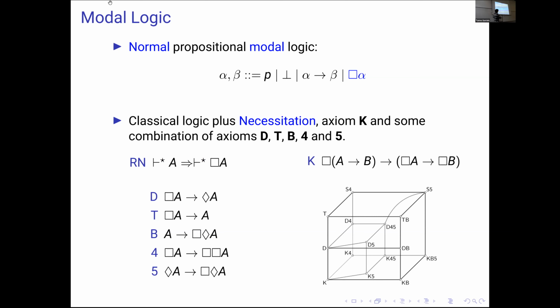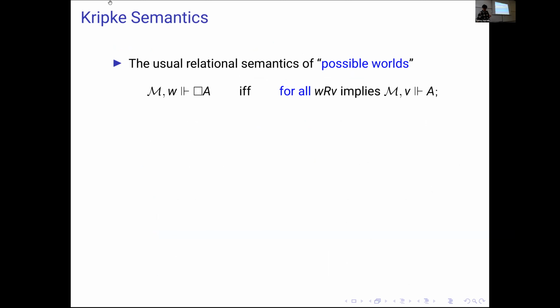Okay. So besides K and the necessitation rule, we are going to add some axioms, and it is well known that this gives you 15 different normal modal logics, which is the modal cube. These are the axioms that we usually assume: D, T, 4, 5. They are used very often in modal logics. So this is the kind of logic that we're going to treat here.